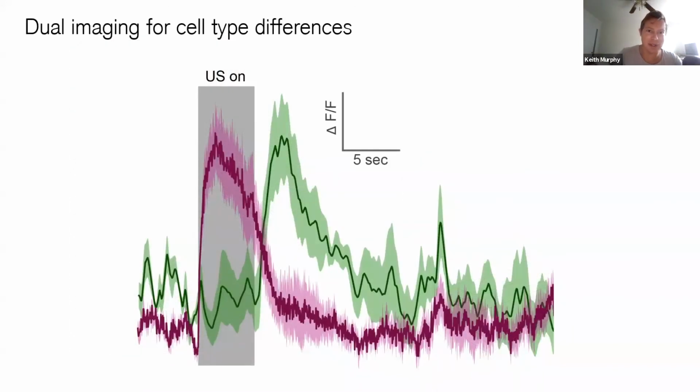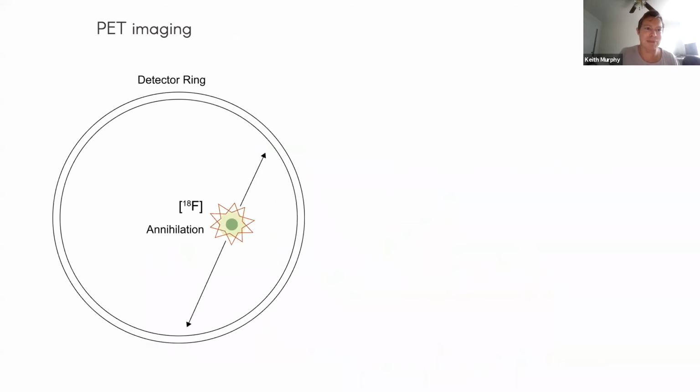So for the next readout of neural activity, we're going to look at something a little more translatable and a little more whole brain. What I want to describe is PET imaging. We've talked a bunch about this. This is positron emission tomography. The idea is that you have some sort of radiolabeled molecule. In most cases, people use something called 18-fluorodeoxyglucose. This is a radiolabeled glucose molecule that you inject into an animal.